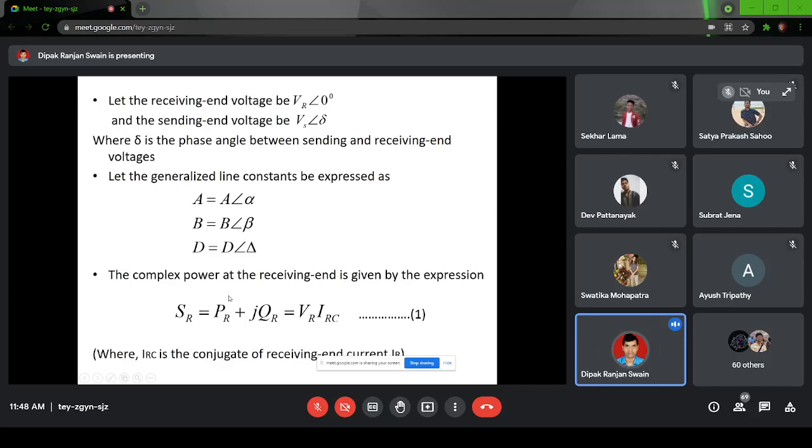PR stands for the active power part and QR is the reactive power part. If you have read about complex power, it is VI conjugate. I conjugate means if I is at an angle theta, I conjugate is at an angle of minus theta. So instead of VR and IR, it is written VR IR conjugate, written as IRC. Here it is mentioned that IRC is the conjugate of the receiving end current.